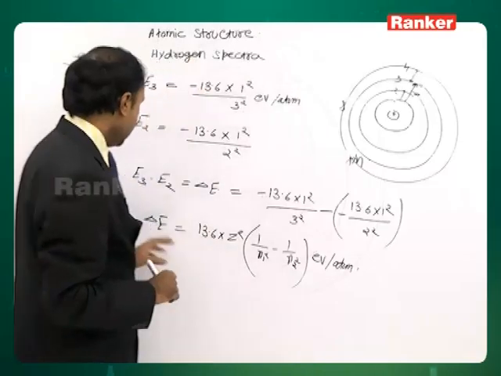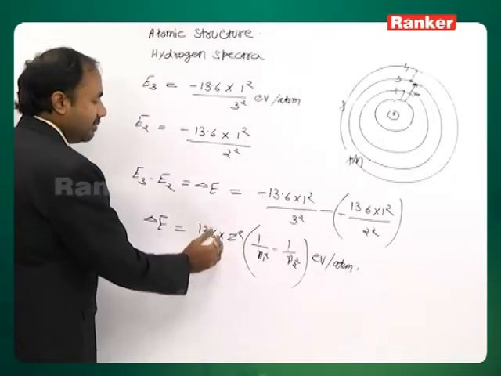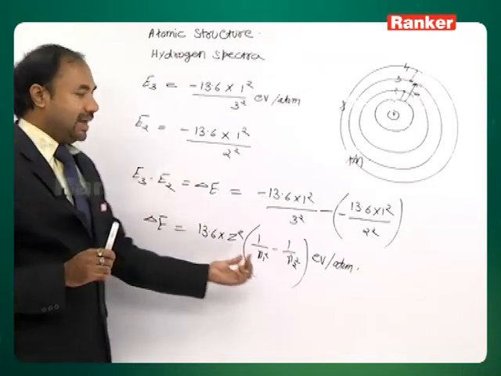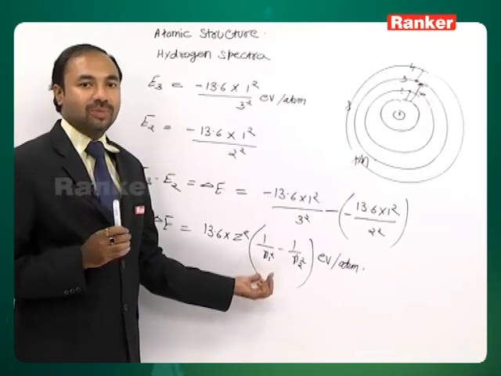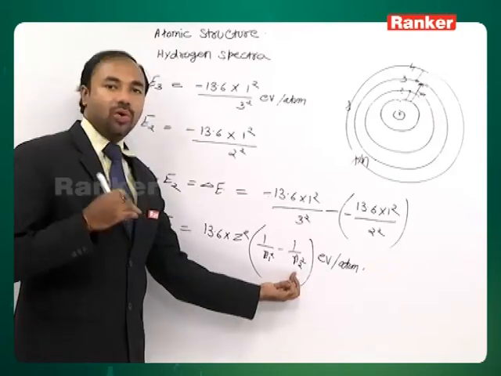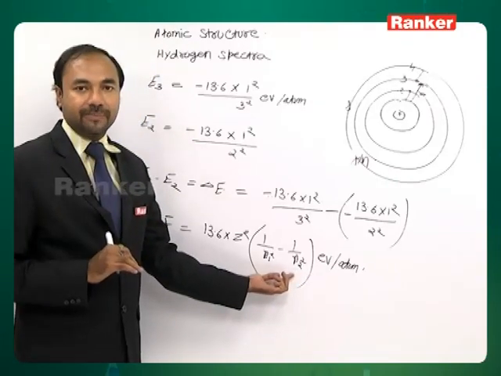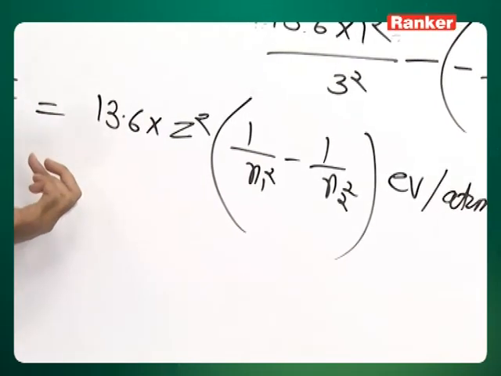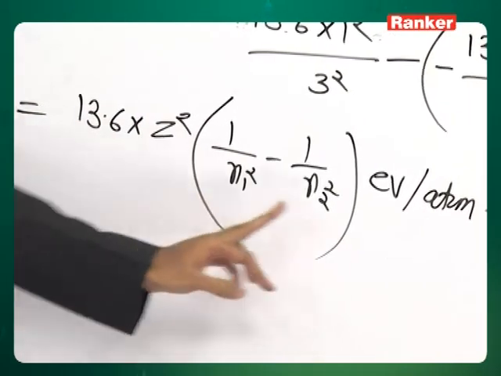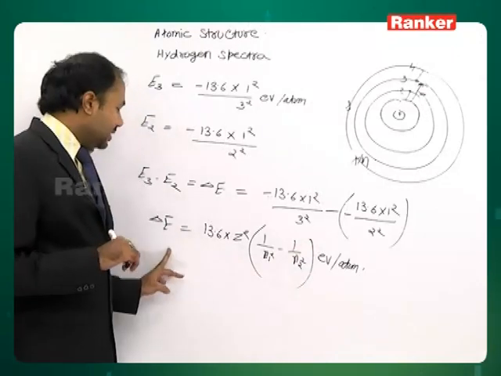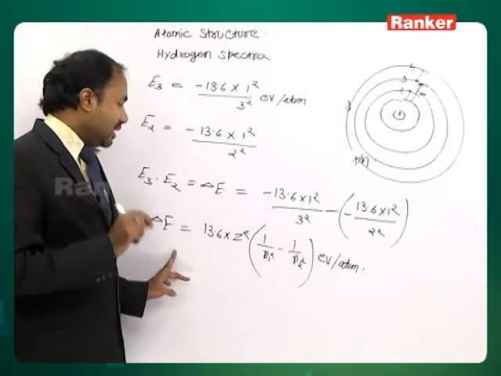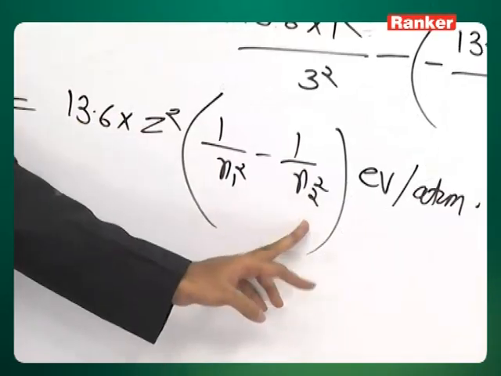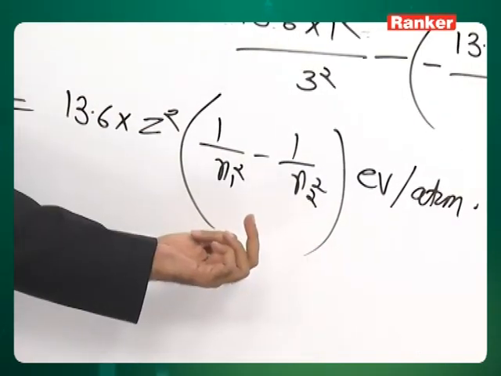Now, remember one thing while using this formula, that n1 always has to be the lower level and n2 always has to be the higher level. Then this will give you the amount of energy which will be absorbed at the time of excitation from n1 to n2, or the energy released which will be given out at the time of de-excitation from n2 to n1.